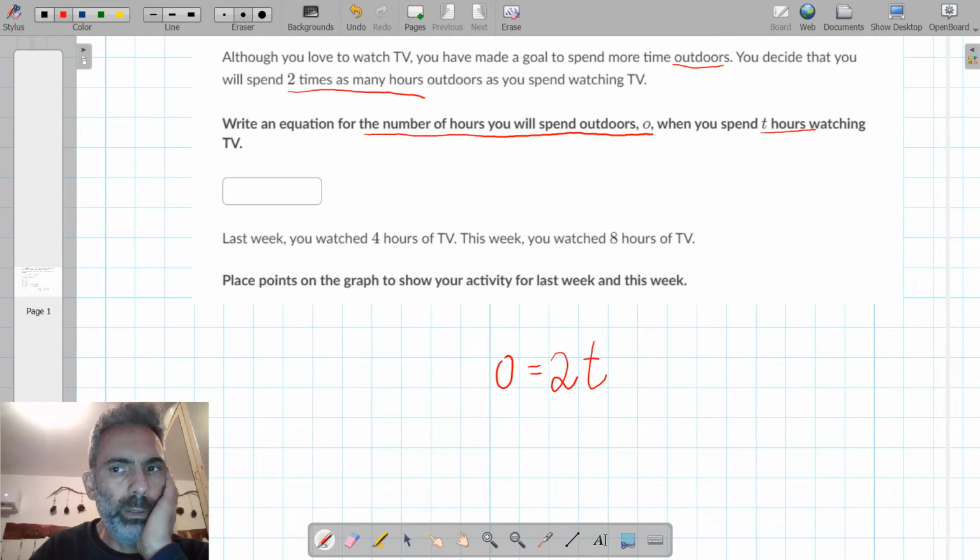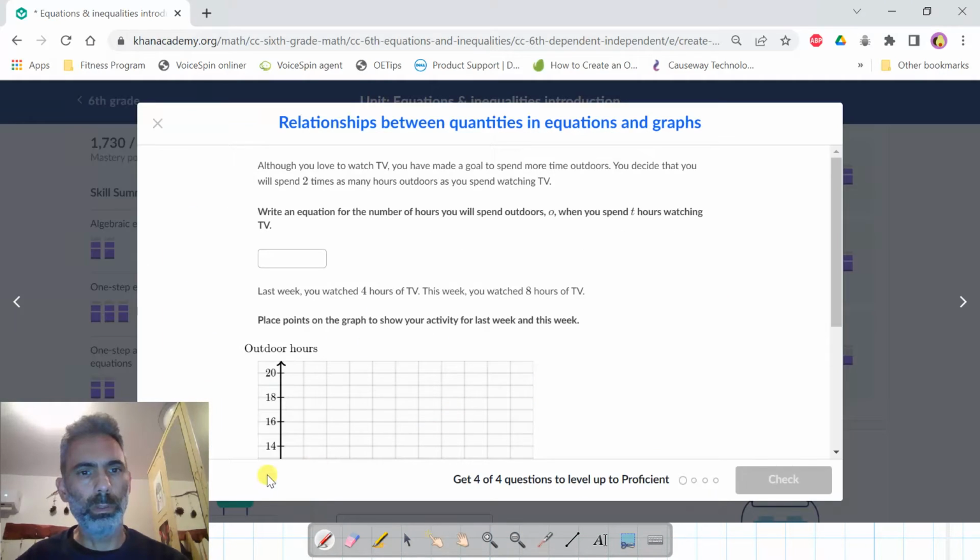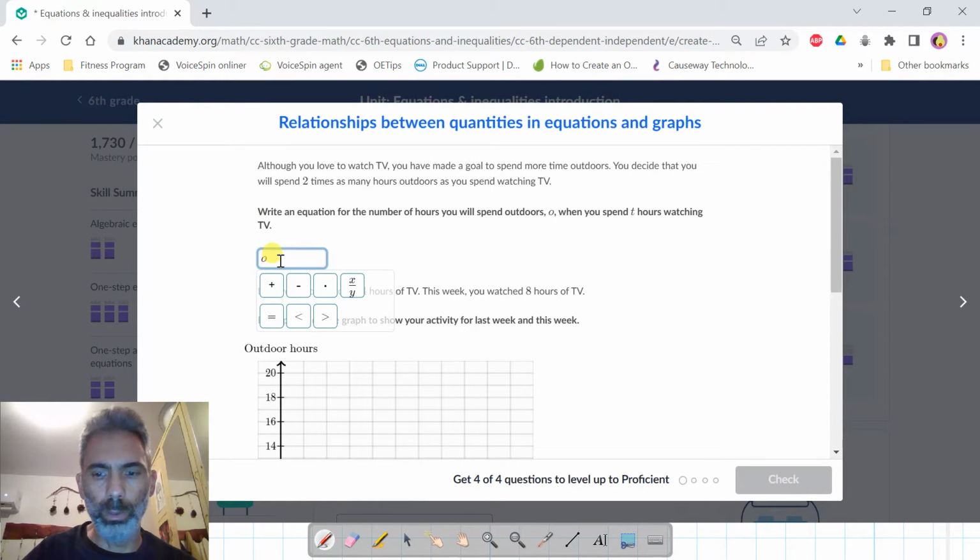So T here is the independent variable, where O, the number of hours you will spend outdoors, is the dependent variable. So the equation for the number of hours you will spend outdoors is O equals 2T.